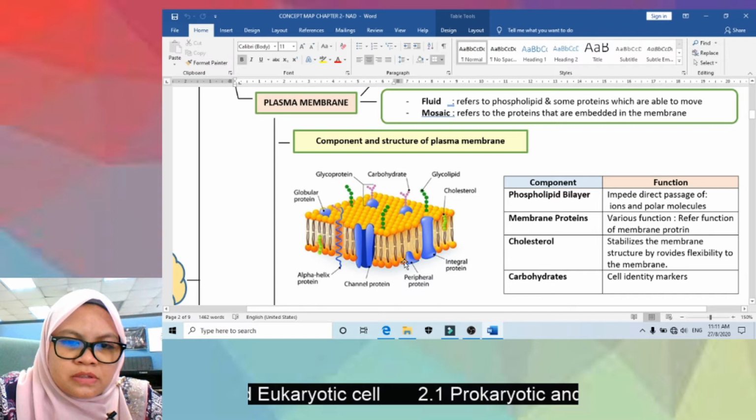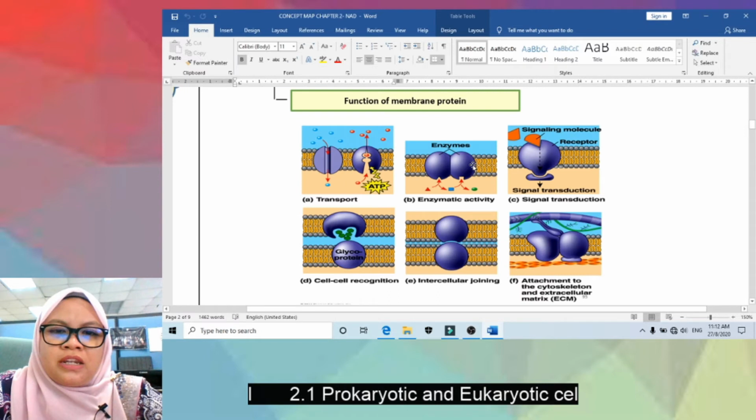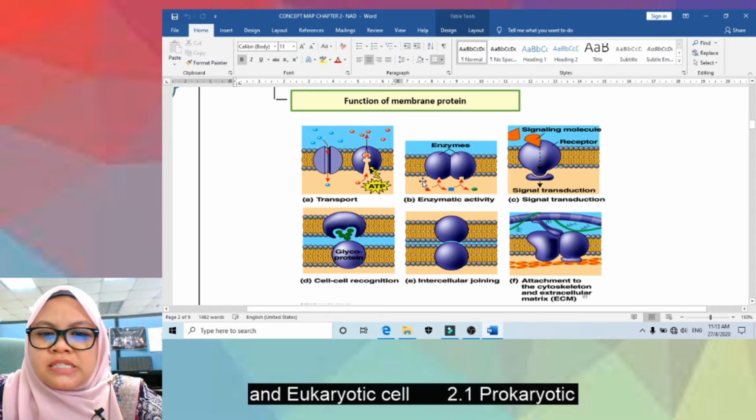Next is the function of membrane protein. As you can see here, membrane protein has various functions. Here are the six. First, it is involved in transport in the cell. As you can see here, this is the structure of the channel protein, and this is the structure of the carrier protein. So transport in and out of the cell involves the plasma membrane proteins. The membrane protein is also involved in enzymatic activity because, as you know, an enzyme is a protein. So some of the proteins in the membrane act as enzymes.